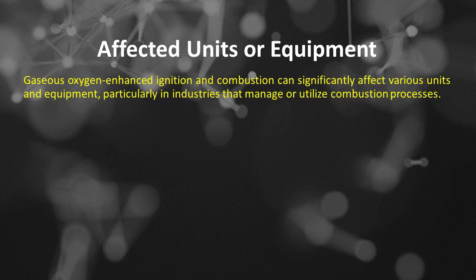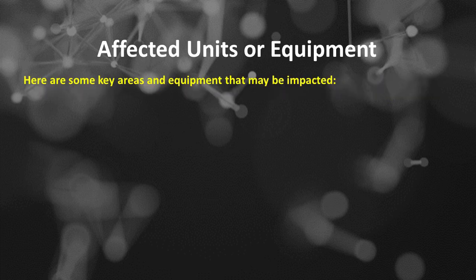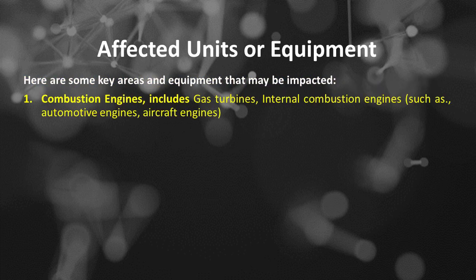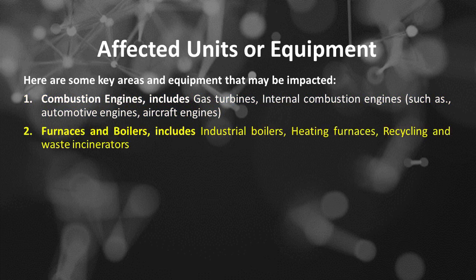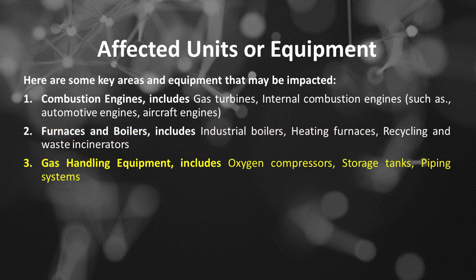Gaseous oxygen-enhanced ignition and combustion can significantly affect various units and equipment, particularly in industries that manage or utilize combustion processes. Here are some key areas and equipment that may be impacted. Number 1 is combustion engines, includes gas turbines, internal combustion engines, such as automotive engines, aircraft engines. Number 2 is furnaces and boilers, includes industrial boilers, heating furnaces, recycling and waste incinerators. Number 3 is gas handling equipment, includes oxygen compressors, storage tanks, piping systems.